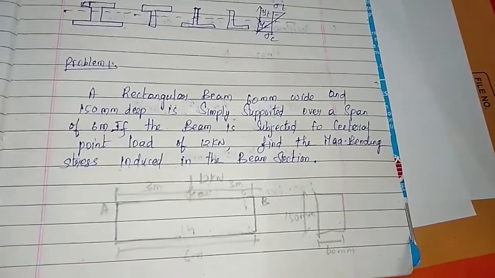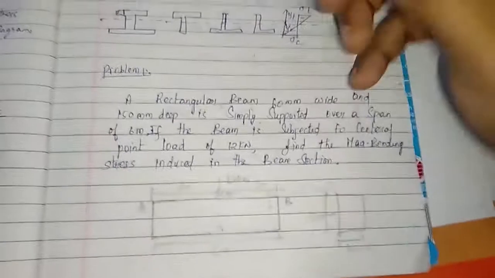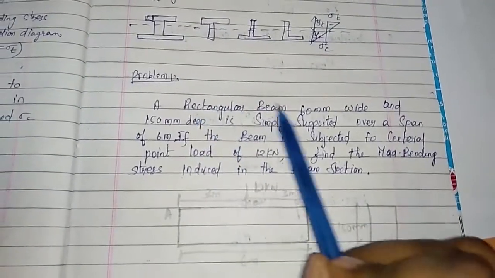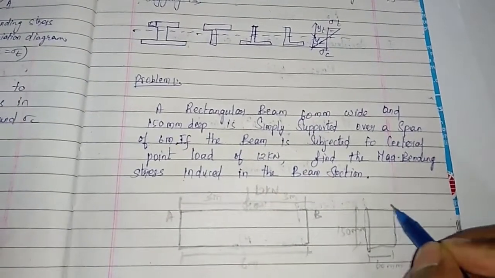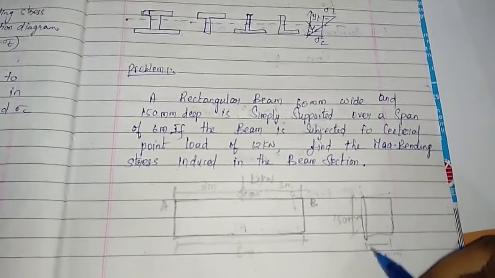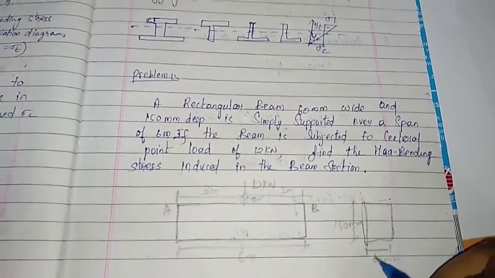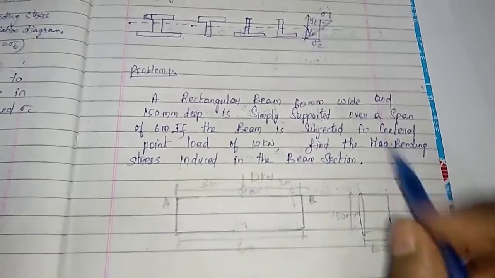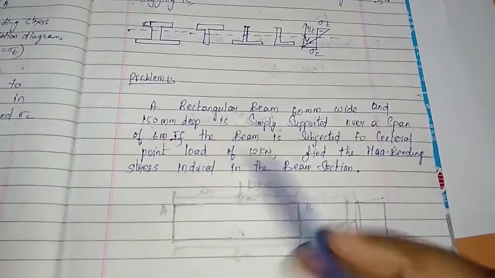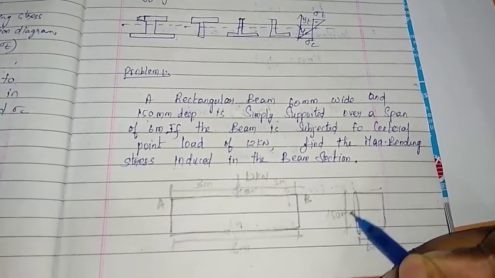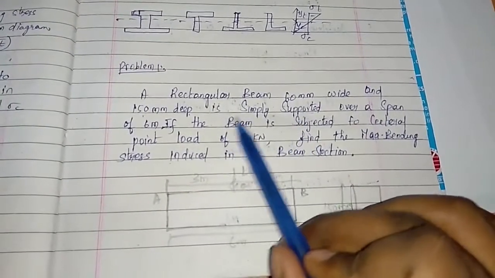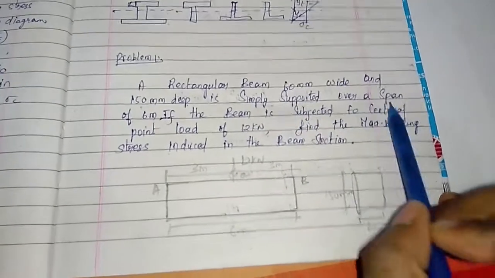First see, a rectangular beam of 60 mm wide. Listen here, a rectangular beam of 60 mm wide. This is a rectangular beam I have drawn here. So the width of the rectangular beam is 60 mm, and 150 mm deep. So its depth is 150 mm, and it is simply supported over a span of 6 meter.